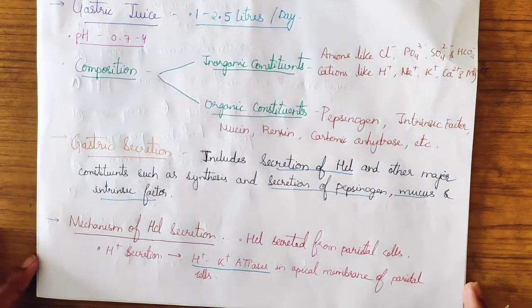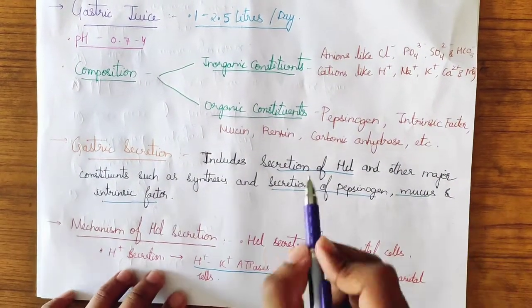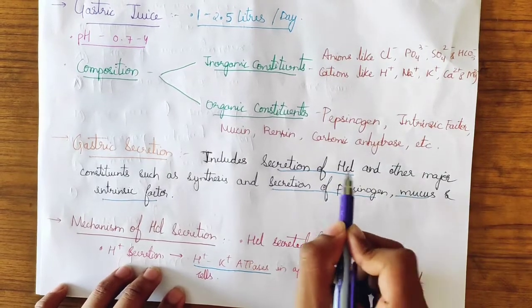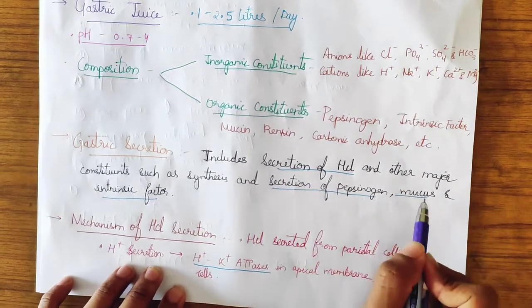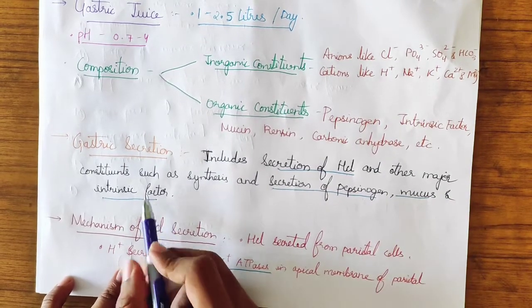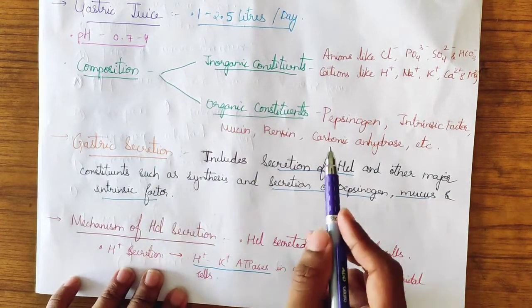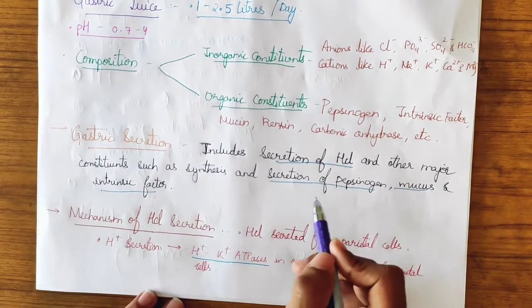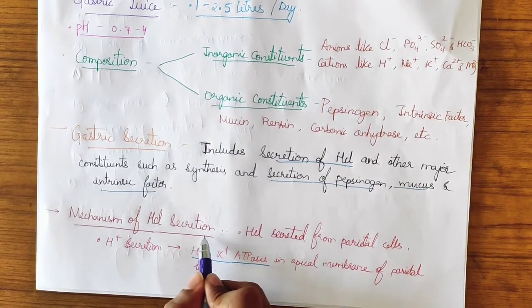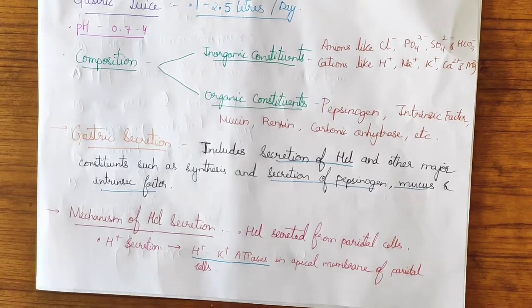are present. The gastric secretion includes the secretion of the HCl, which is the important one, and the other major constituents such as synthesis and secretion of pepsinogen, mucus and intrinsic factor. So gastric secretion involves all of this. Mechanism of HCl secretion. Among all of this, the mechanism of HCl secretion is the most important one. So let's study this one.